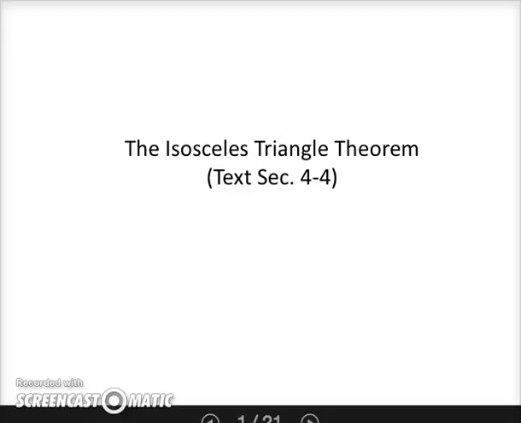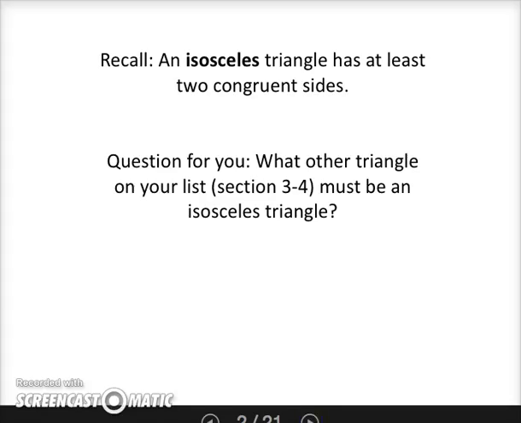This video is about the isosceles triangle theorem. It's found in your text in section 4-4. Recall that an isosceles triangle has at least two congruent sides. So here's a question for you. What other kind of triangle on your list from section 3-4 must be an isosceles triangle?